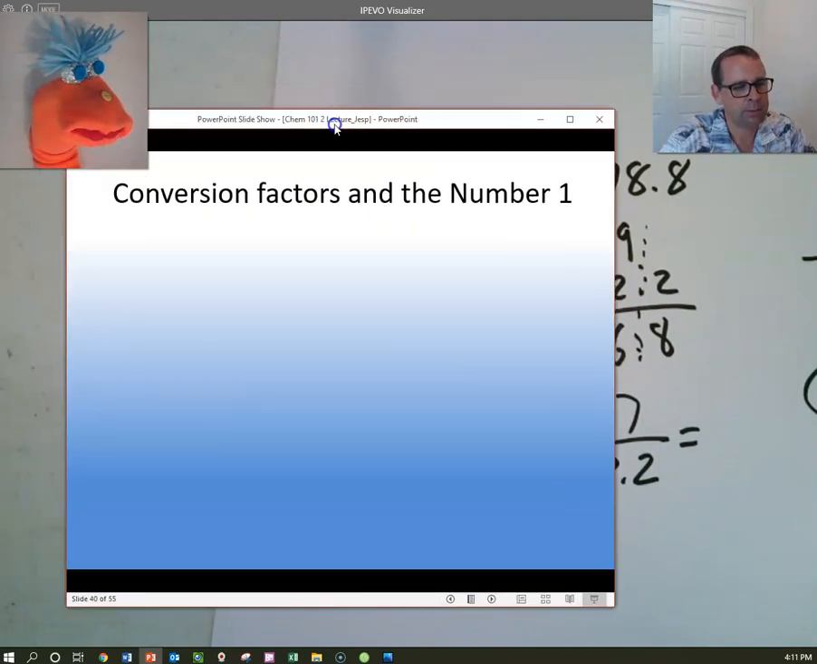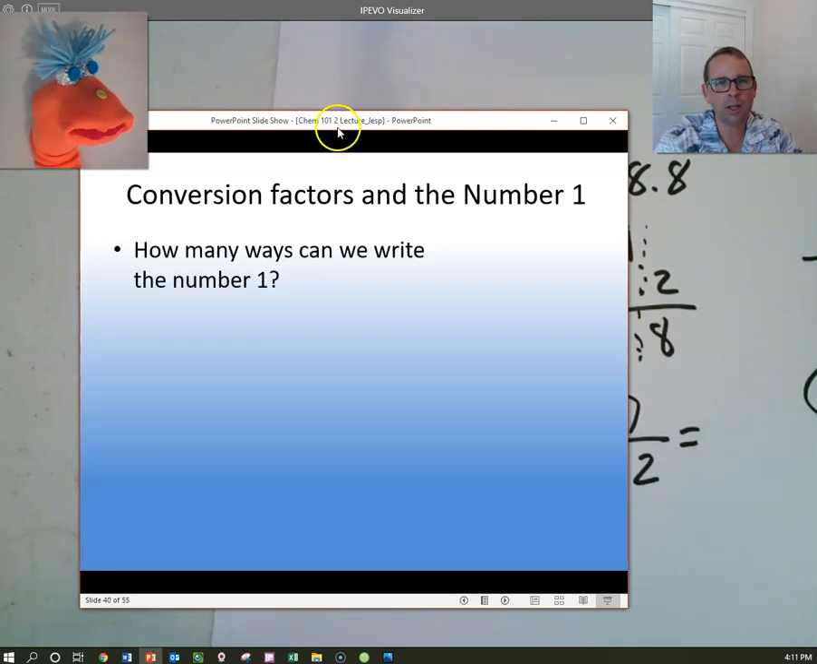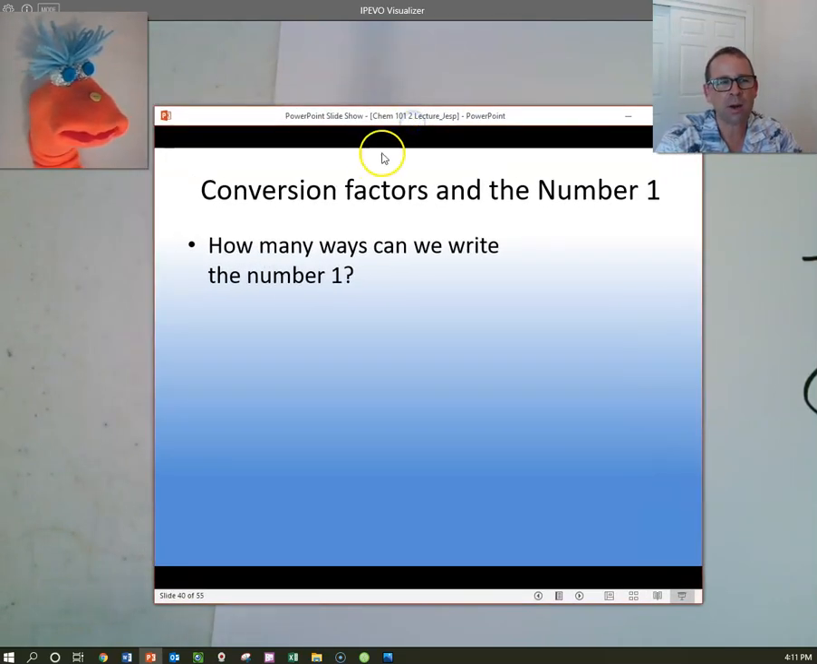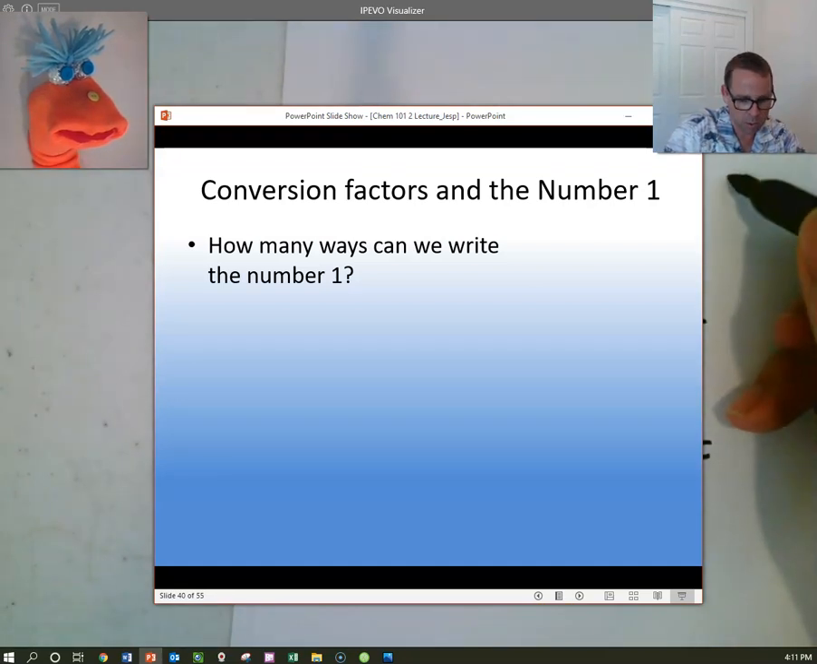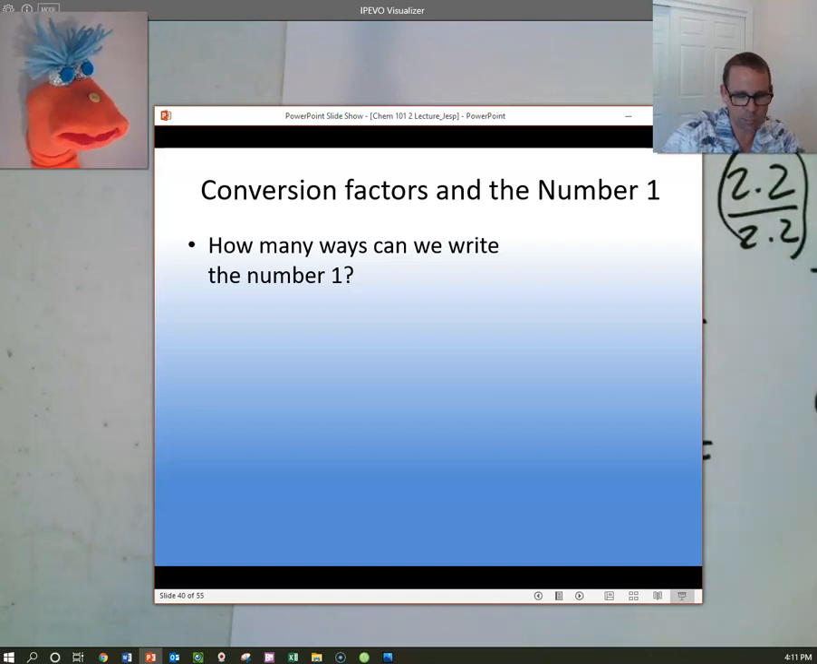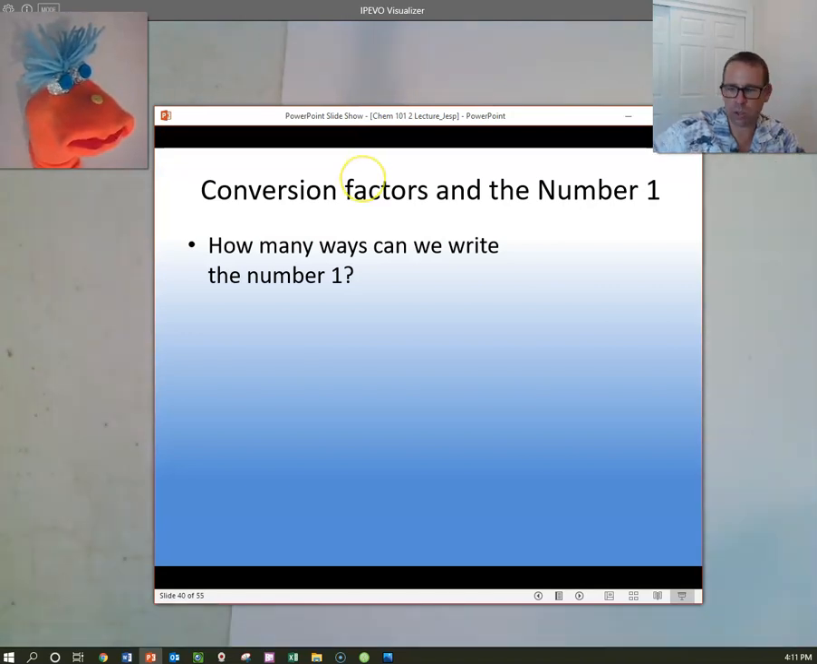All right. Now, we're going to focus now on our conversion factors. Conversion factors are numbers, basically, that are expressed in fractions that equal each other on the top and the bottom. And when a number equals each other on the top and the bottom, for example, if I have 2.2 divided by 2.2, what is that number? What does that equal? It just equals 1. That's right.